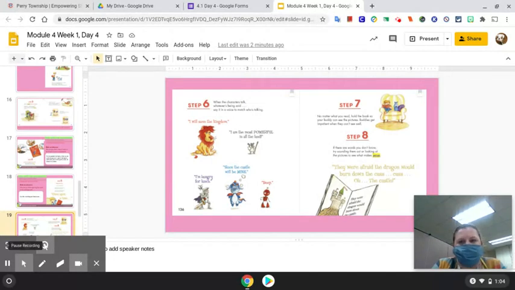Welcome back. Let's look at step 7. No matter what you read, hold the book so your buddy can see the pictures. Buddies get impatient when they can't see well.